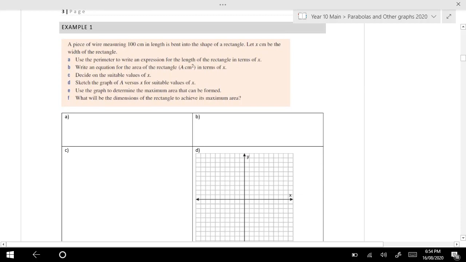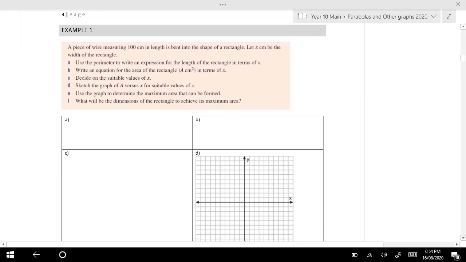This time we've got a piece of wire measuring 100 centimeters in length. It is bent into the shape of a rectangle. If I have a rectangle, that perimeter is equal to 100 centimeters. You might have a value here and a value here, but all four sides are going to add to 100 centimeters. Now, X is the width of the rectangle, so I'm going to call this X.